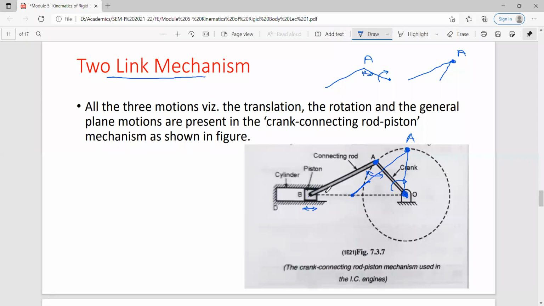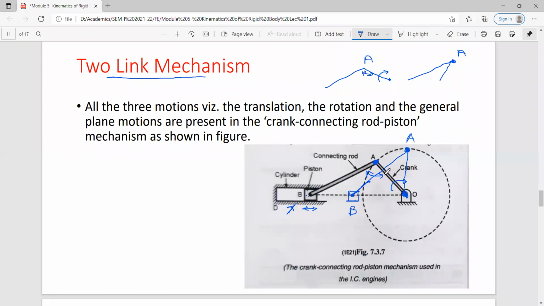And you know that the end point of the connecting rod is connected to the piston. The piston cannot go out of the cylinder. It is fixed. You can say that point B will travel only in a straight line because it cannot go out of the cylinder. So the next position of point B will be here, and the piston will always remain in the cylinder.